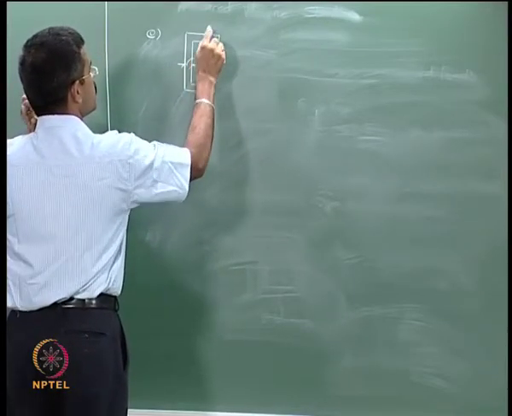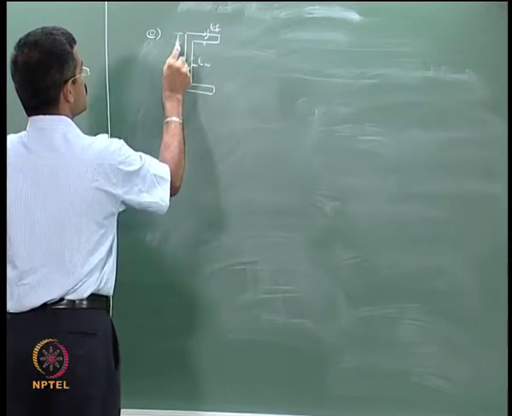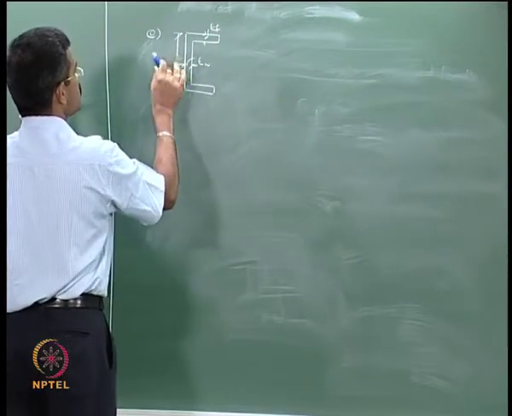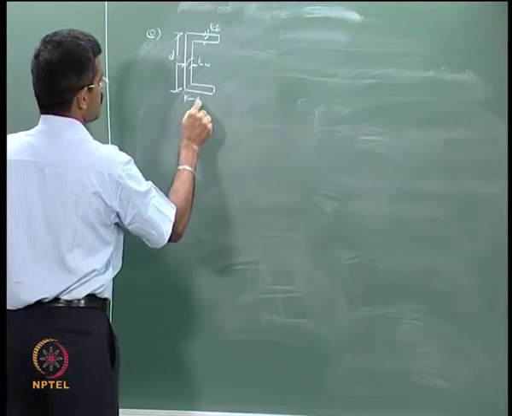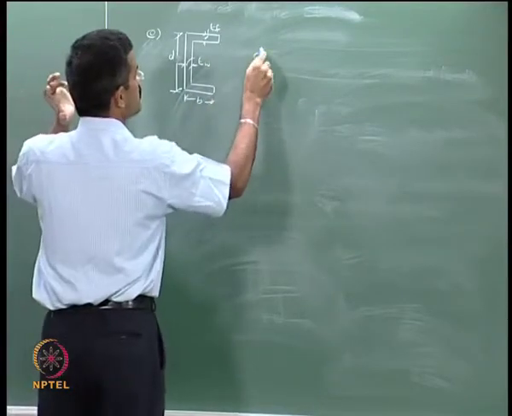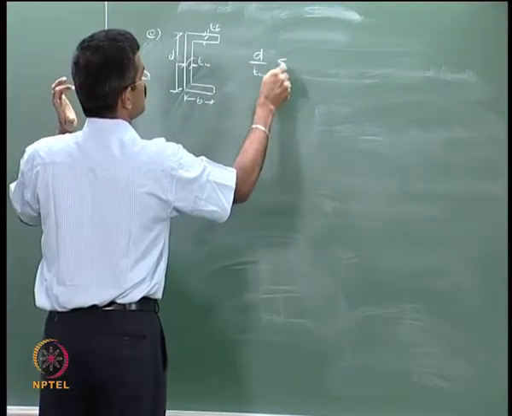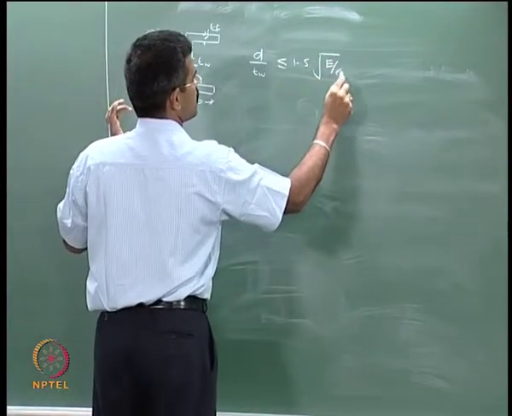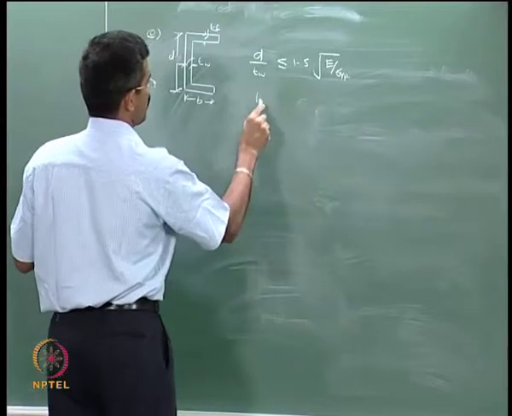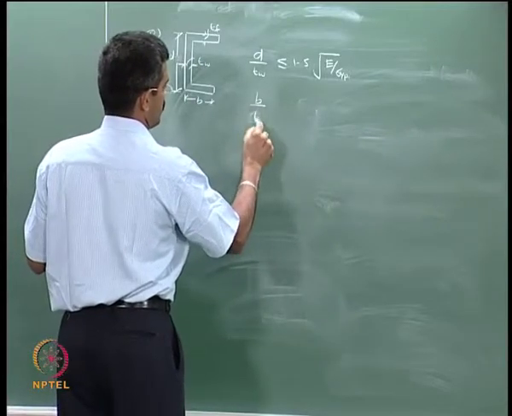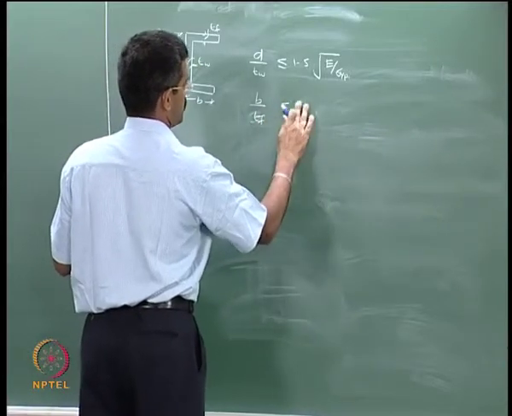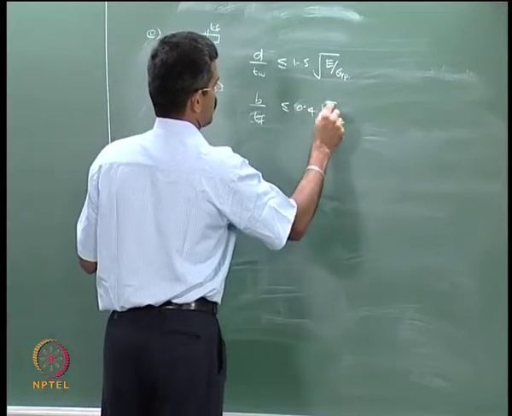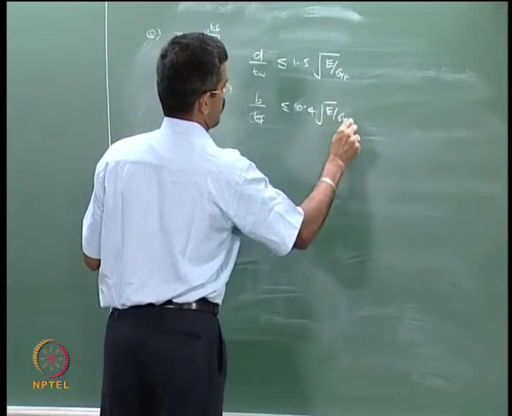Tw, Tf, and let us say this is D and this is T. So, D by Tw is less than 0.4 E by sigma yp, and B by Tf should be less than 0.4 E by sigma yp.